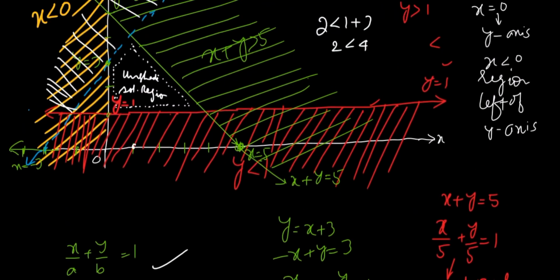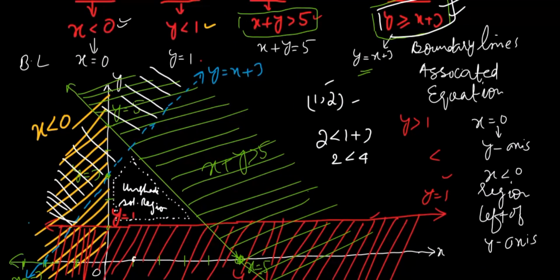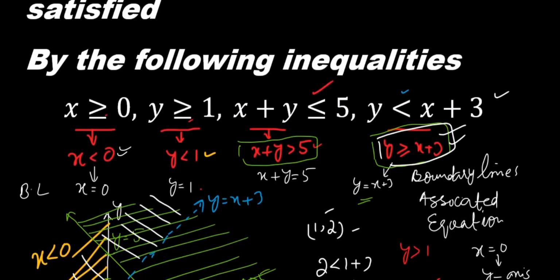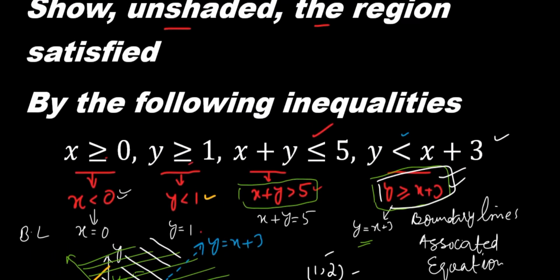So this is a complete method to shade, or to find the unshaded region, for the given system of linear inequalities.